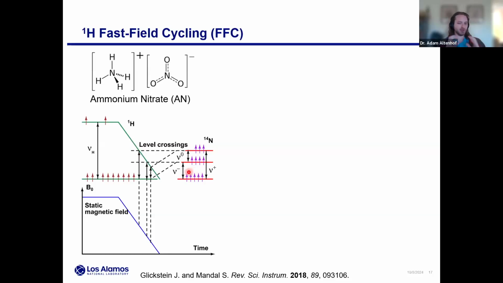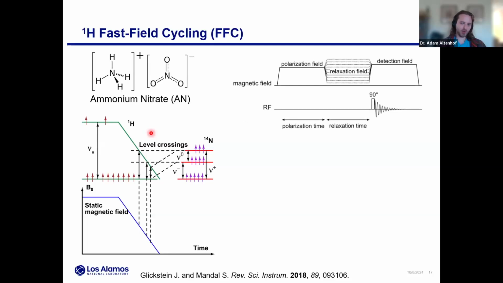When that happens, we have level crossing, and you can have polarization flow from proton to nitrogen. Ultimately, we are going to encode some information from nitrogen in the protons. The way we measure this is with this field cycle experiment. We're always going to ramp up to some pre-polarization field to give good polarization to the protons.